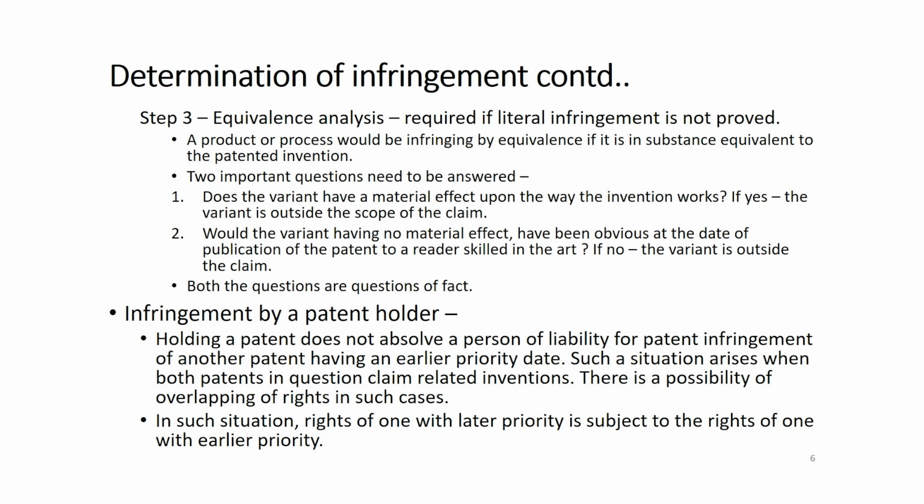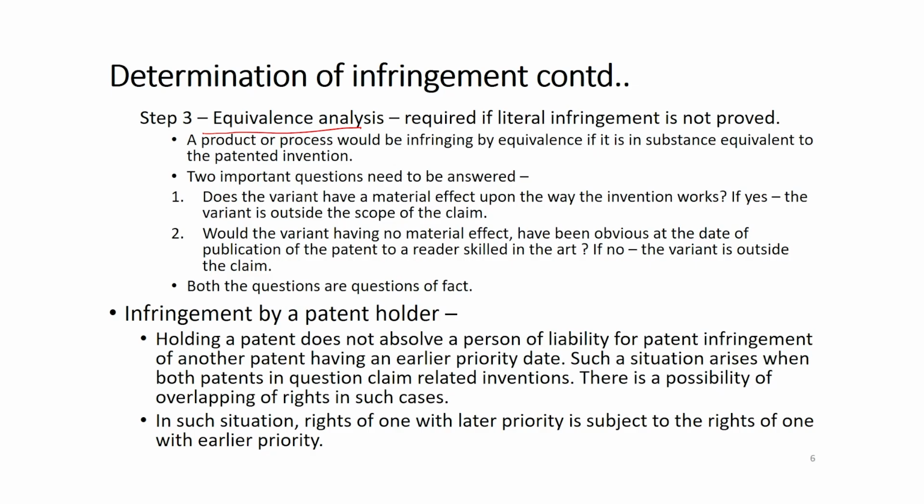if it comes out that defendant's product is slightly different from plaintiff's product, then we will have to go to step 3, to see whether by equivalence defendant's product is infringing or not. And this step is required only if it is proved that it is not a case of literal infringement. A product or process would be infringing by equivalence if it is in substance equivalent to the patented invention. If defendant's product does the same thing as plaintiff's product in the same way to achieve the same result, even if there may be some variant, it is nothing but infringement by equivalence.